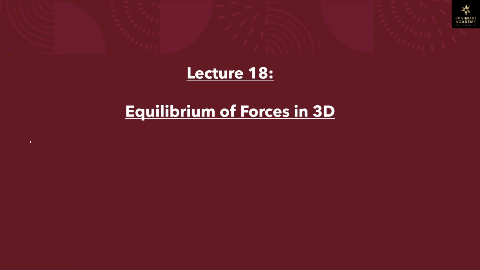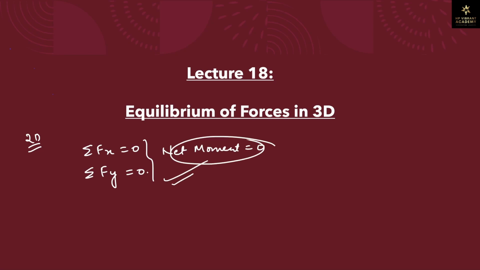So what have we studied in the equilibrium of forces in 2 dimensions? The condition for the equilibrium of forces in 2 dimensions is the resolved part of forces along the x direction is equal to 0, the resolved part of forces along the y direction is equal to 0, and the net moment is equal to 0. Okay, so these are the conditions required for equilibrium of forces in 2 dimensions. In 2 dimensions the forces are coplanar in nature. Okay, so let us start discussing the concepts of equilibrium of forces in 3 dimensions.